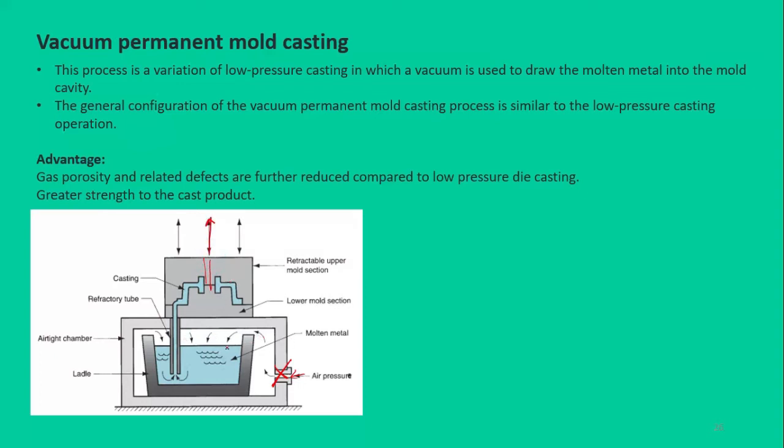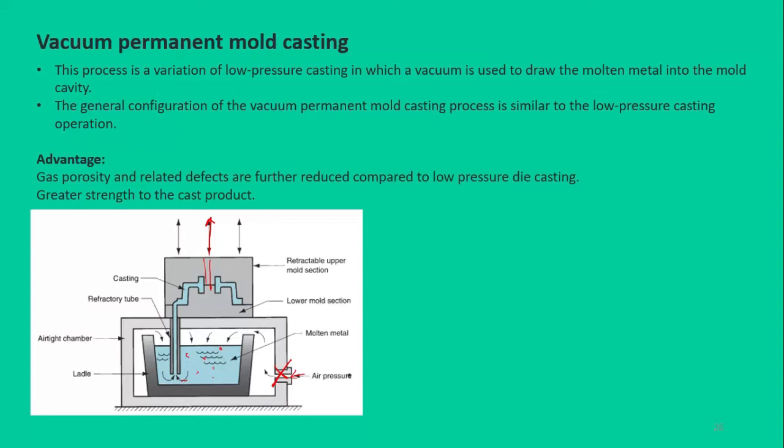So what advantage we get by using the vacuum pressure instead of the positive pressure is that when you supply the positive pressure onto the molten material, there's a chance that this air will cause gas bubbles or air bubbles in the molten material, while in the case of the vacuum, this chance will be further reduced. So we will have a much purer molten material in the case of the vacuum permanent mold casting compared to the low pressure permanent mold casting. So we will have greater strength and fewer defects in our final product.